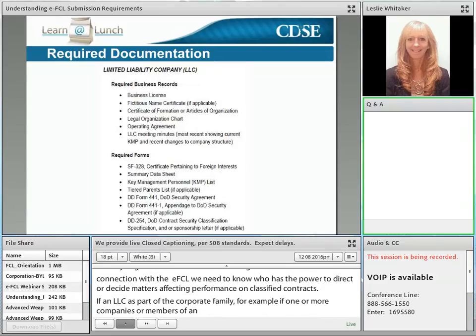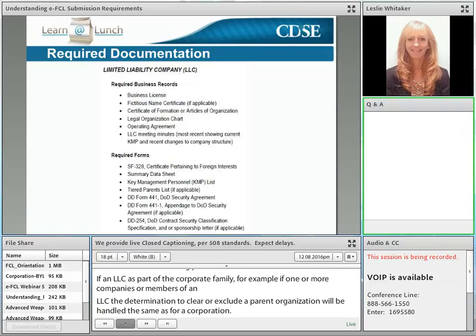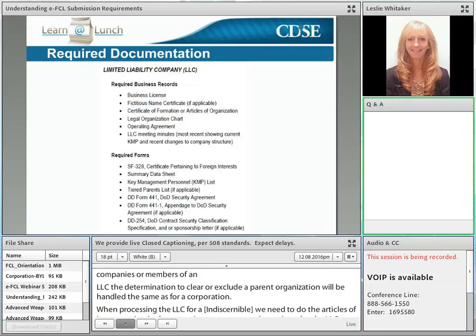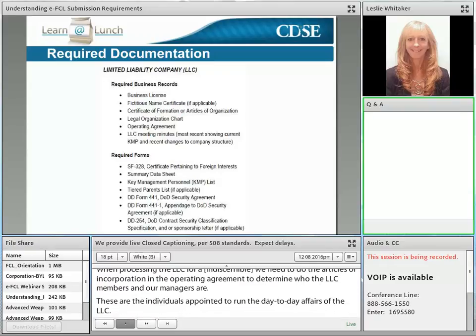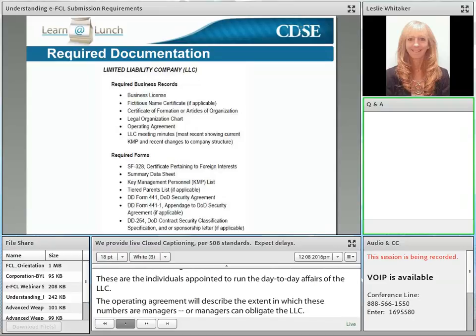When processing the LLC for an FCL, we need to review the Articles of Organization and the operating agreement to determine who the LLC members and/or managers are. These are the individuals appointed to run the day-to-day affairs of the LLC. The operating agreement will describe the extent in which these members or managers can obligate the LLC. In many states, the LLC is directed by a management board, which functions just like a corporation's board of directors. In these cases, all management board members must be cleared in conjunction with the FCL.